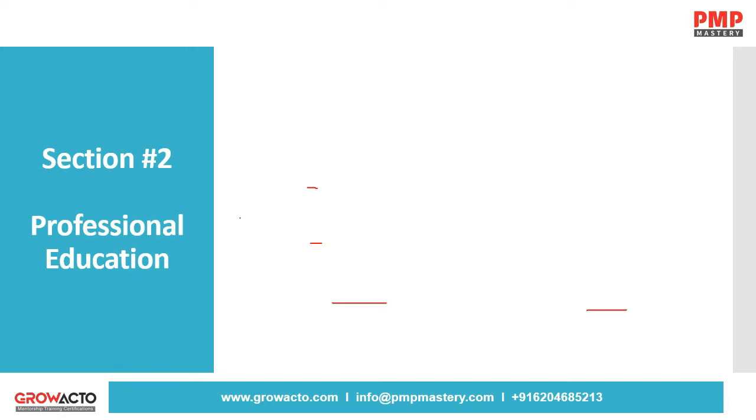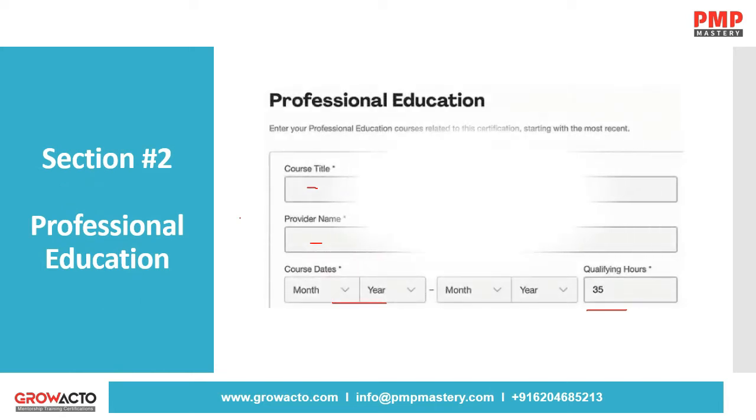Second section is professional education. Here also you can see exactly the same template on the PMI website. Here you are going to fill in all the details about your PMP 35 contact hours training program. You are going to write the course title. In the course title you can simply write 35 contact hours of training, online or virtual or physical classes, whatever title is mentioned on your 35 contact hours certificate.